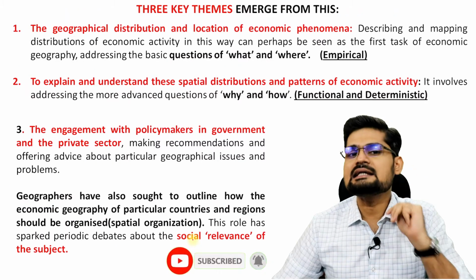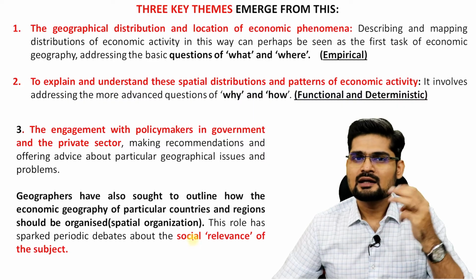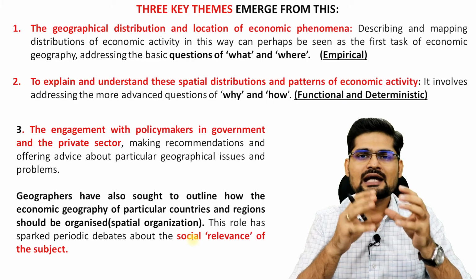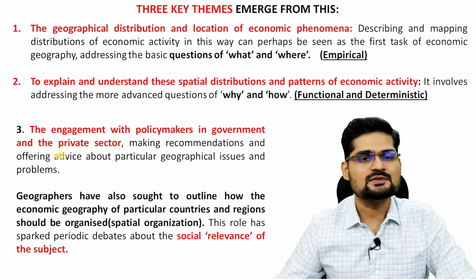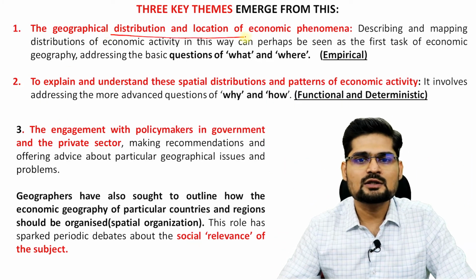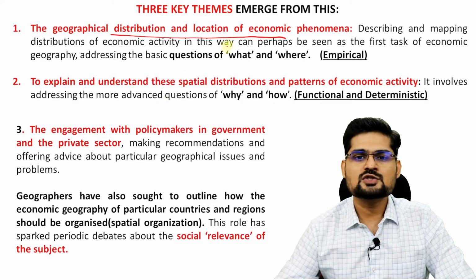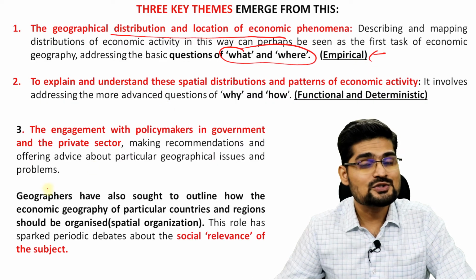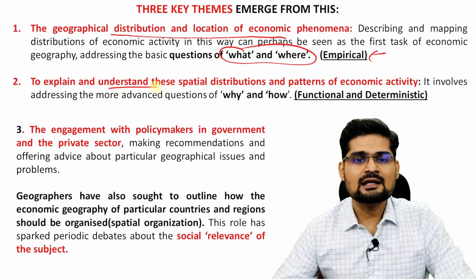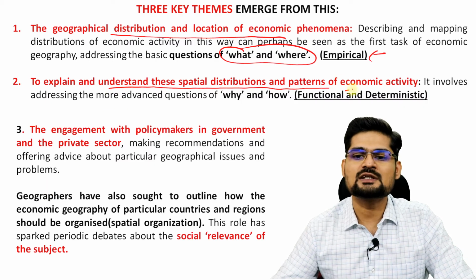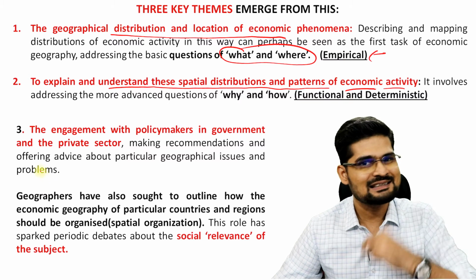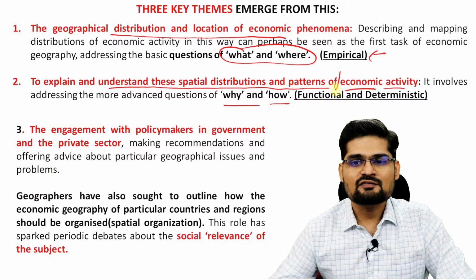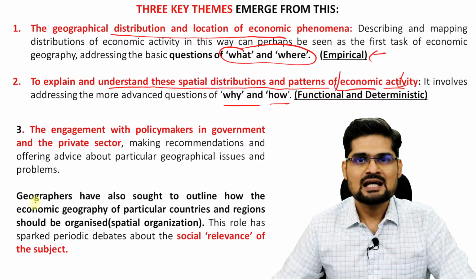Then three key themes emerge out of it. When we say themes, it means that the economic geography subject matter can be branched into three major themes. The geographical distribution and location theme is one theme, in which we answer what is where, where the empirical approach is concerned. Then to explain and understand these spatial distributions and patterns of economic activity is the second theme, where why and how questions are answered. That is where functional and deterministic approaches are important.